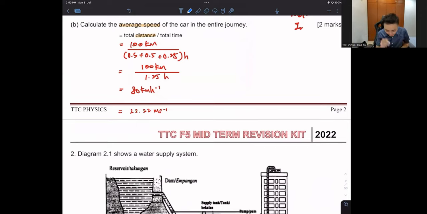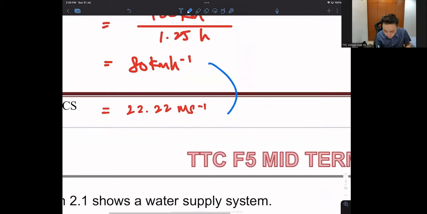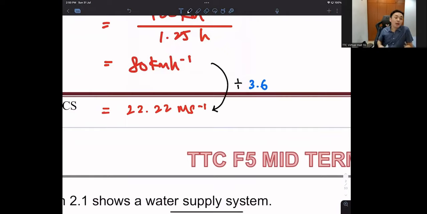But of course, if you really forgot, then you have one more way: remember one magic number. The magic number is 3.6. To convert from km per hour to meter per second, you divide by 3.6. Take 80, divide by 3.6, you get exactly the same answer. And to convert meter per second to km per hour, you multiply by 3.6.